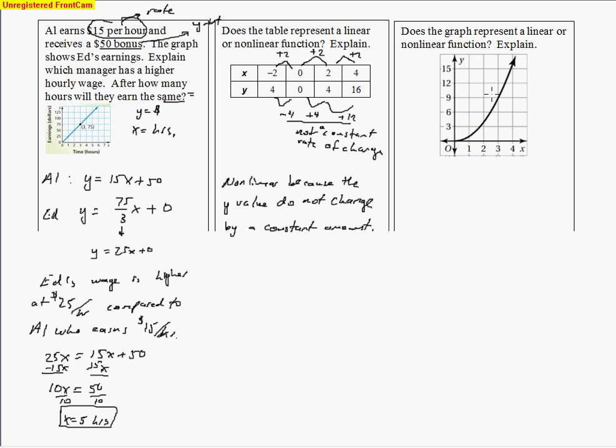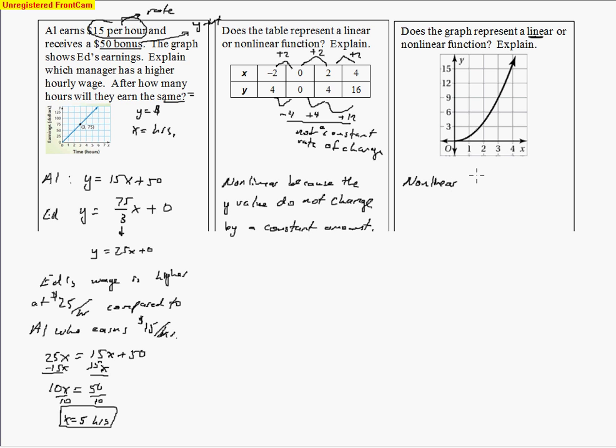So looking at this next one, we have to determine whether the graph is linear or nonlinear. And linear means line. If you look at that word right there, cross off the AR, you've got the word line. So it needs to form a line. And this is not a line. This is a curve. So this is nonlinear.